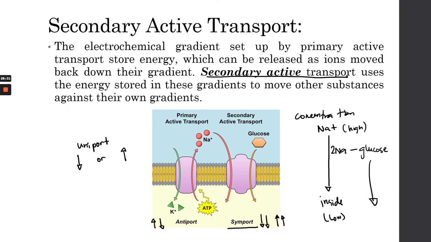So hindi pa tapos yung active transport. Our next discussion is another type of active transport called vesicular transport or bulk transport. And we're gonna stop here muna in our discussion of secondary and primary. Yung vesicular transport will be our next lesson.